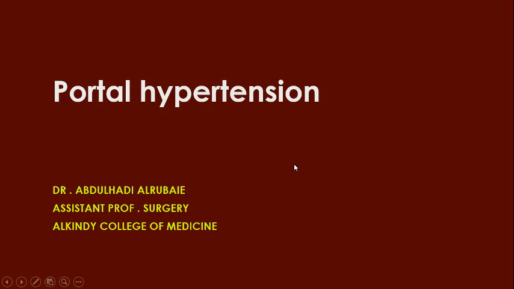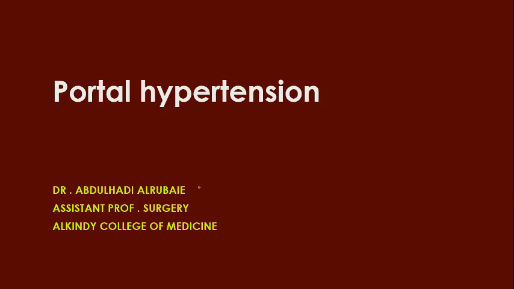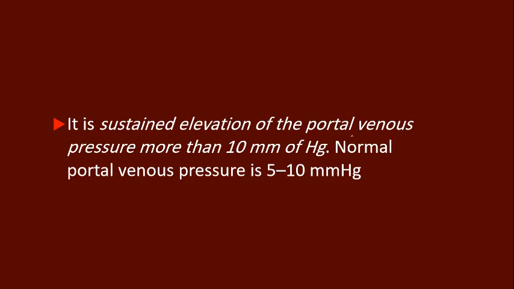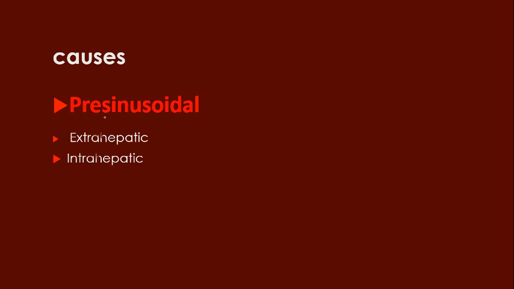It is a sustained elevation of the portal venous pressure, more than 10 millimeters of mercury. The normal portal venous pressure is about 5 to 10 millimeters of mercury. Causes of portal hypertension include the pre-sinusoidal, which are either extrahepatic or sinusoidal or post-sinusoidal causes.